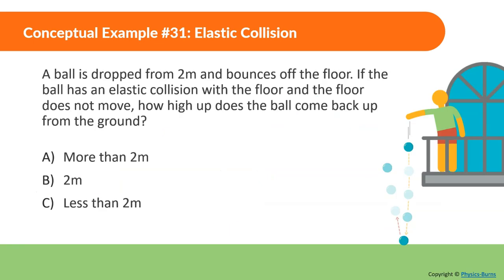Okay, moving on. A ball is dropped from 2 meters and bounces off the floor. If the ball has an elastic collision with the floor and the floor does not move, how high up does the ball come back up from the ground? We just kind of talked about this, but yeah. If it's 2 meters up, bounces up, the floor doesn't move, and it bounces back up, it should come all the way back up to the top, to the 2 meter mark. Because if kinetic energy is conserved, that means nothing was lost from this collision, and that means it should be able to come all the way back up to the same spot. No kinetic energy was lost in the collision.